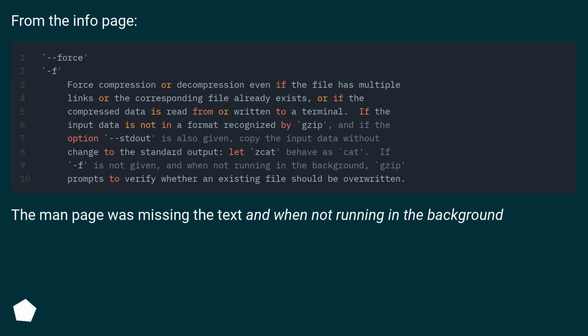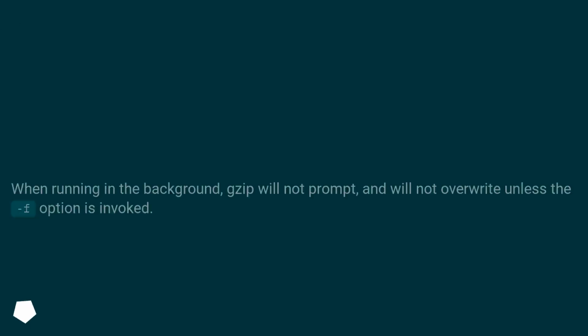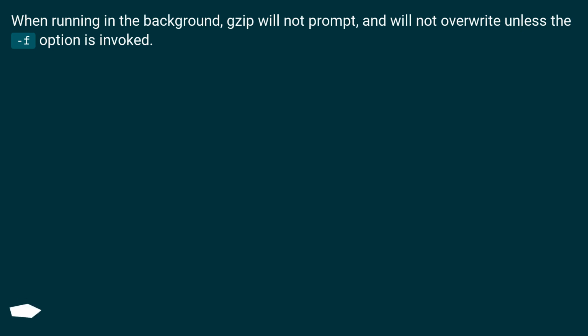From the info page, the man page was missing the text and when not running in the background. When running in the background, gzip will not prompt, and will not overwrite unless the F option is invoked.